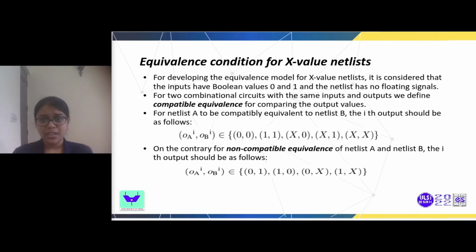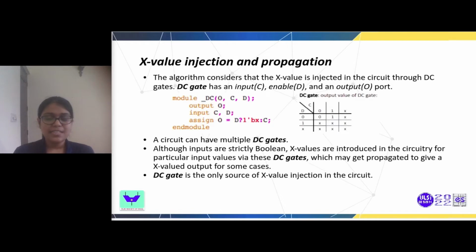On the contrary, if netlist A has a fixed Boolean value for its output, that is either 0 or 1, and the netlist B has a non-identical value of that particular output, then the two netlists are non-compatibly equivalent, or in other words, are not equivalent. Moreover, if the output of netlist A has a fixed Boolean value, that is 0 or 1, whereas that particular output of netlist B has an X value, then too both the netlists A and B, because of that particular output, are non-equivalent.